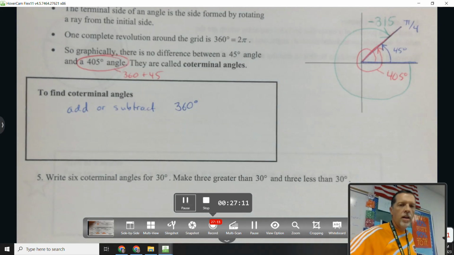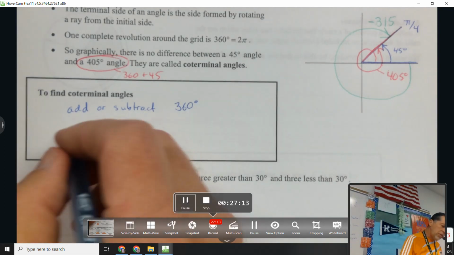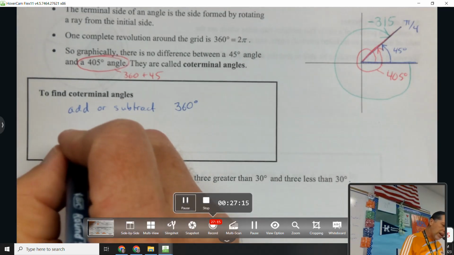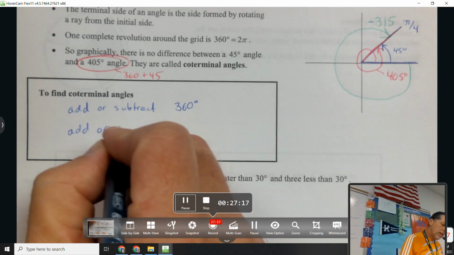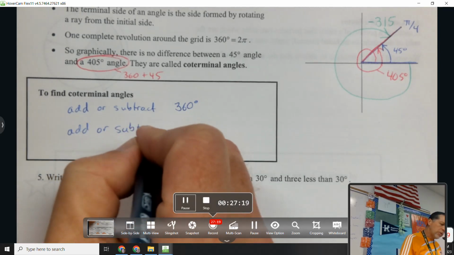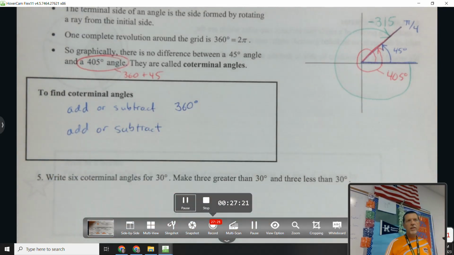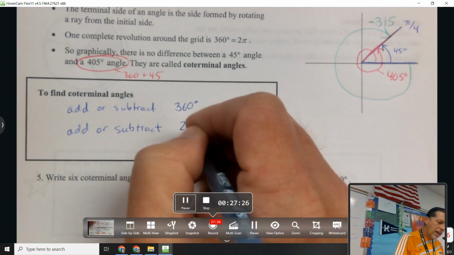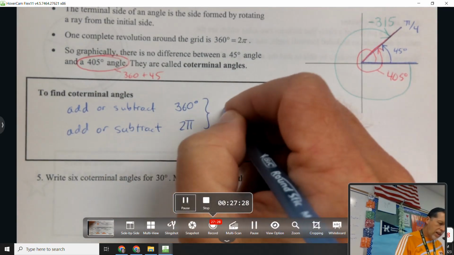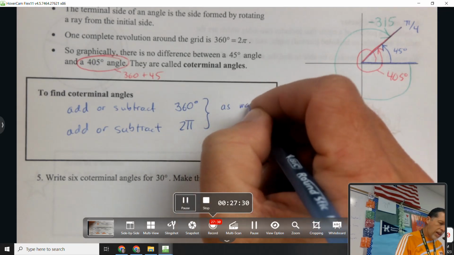Now, we're not usually in degrees, we're usually in radians. So in radians, we would add or subtract the equivalent of 360, which is 2 pi, as many times as you want.